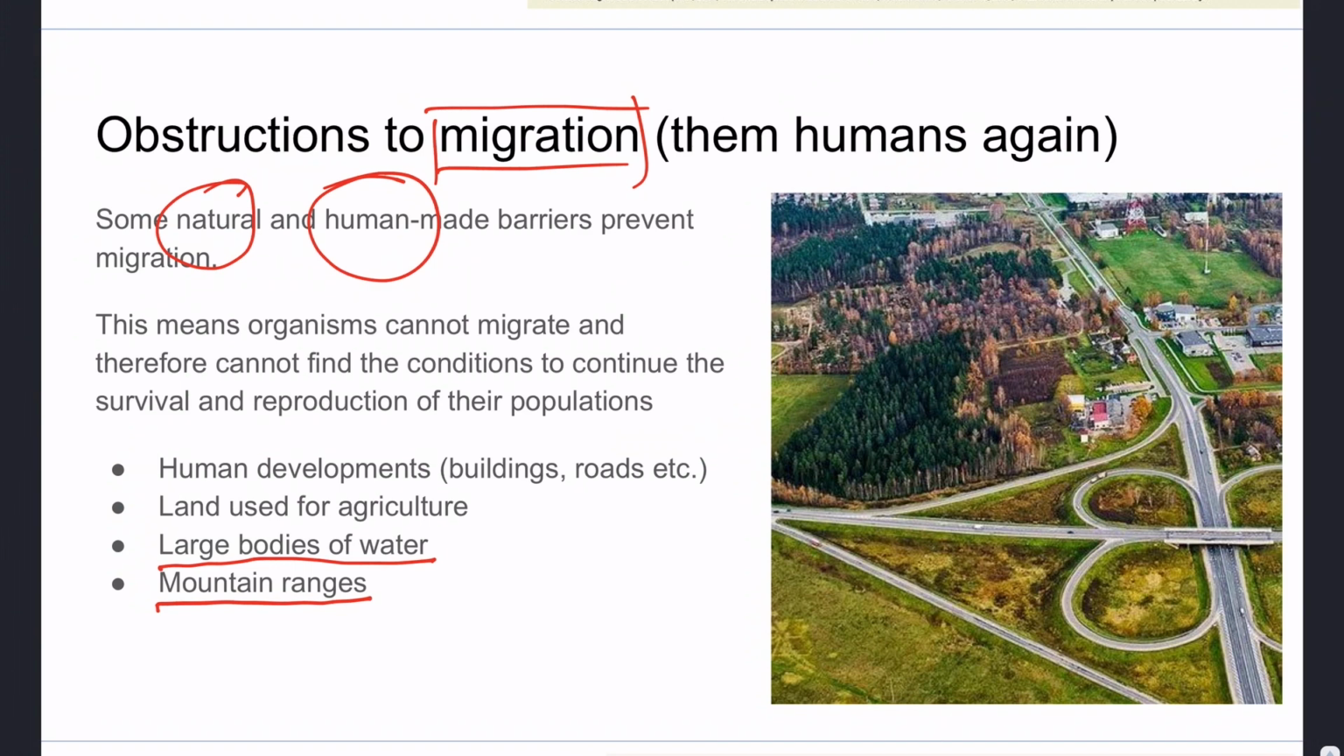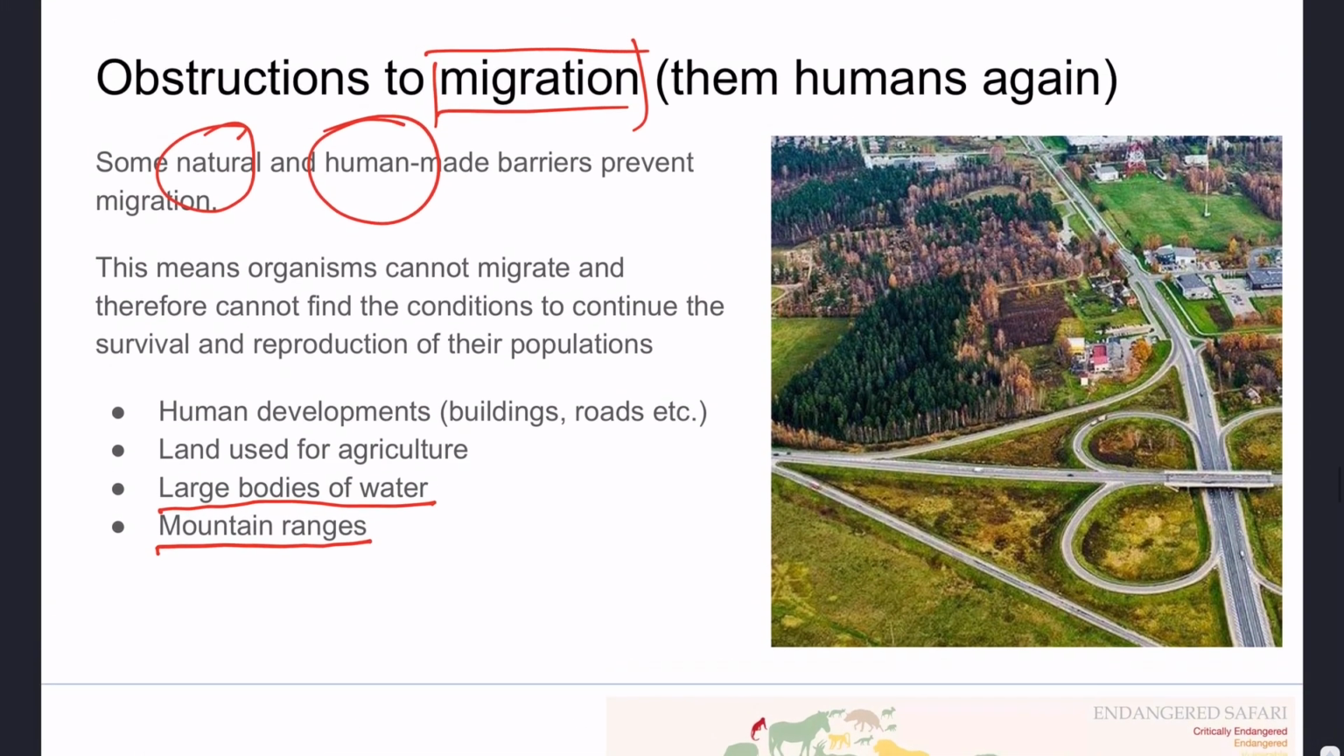Humans also create some obstacles to migration. You can see in this picture right here that because of these roads that have been built, these buildings, and these areas that are being maintained, migration might be prevented. If you had some organisms in this forest, for example, they would not be able to migrate through this area because of the human developments, the road, the traffic, all the areas that are maintained in a certain way. Because of that, it will prevent the migration of organisms.